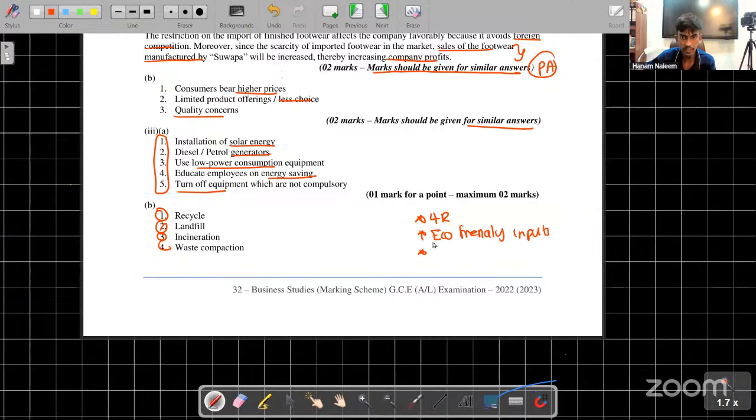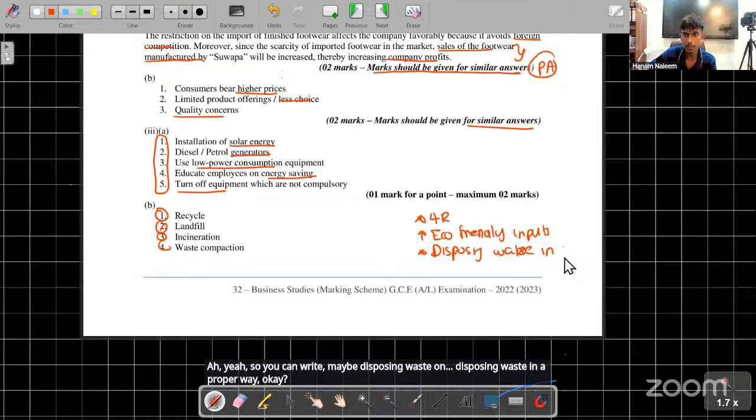Yeah. So you can write maybe disposing waste in a proper way. Okay, disposing in a proper way. Fine. Any other ways you can say how they can manage the waste?